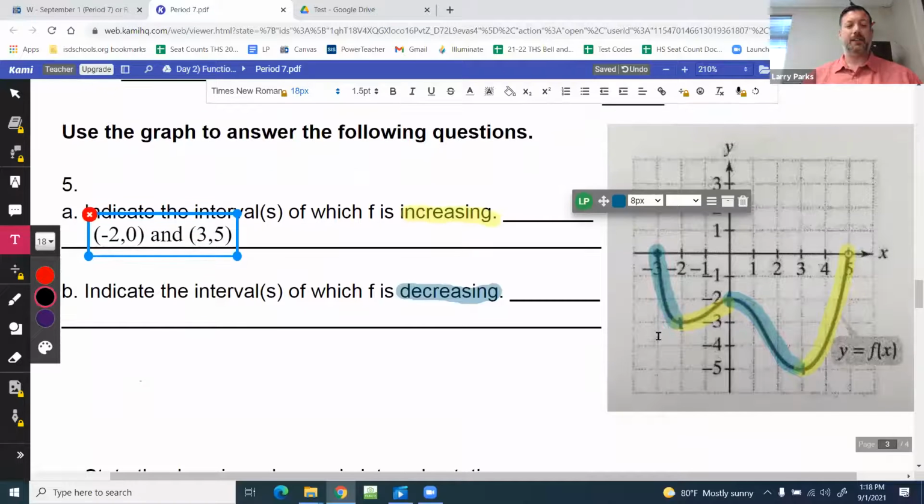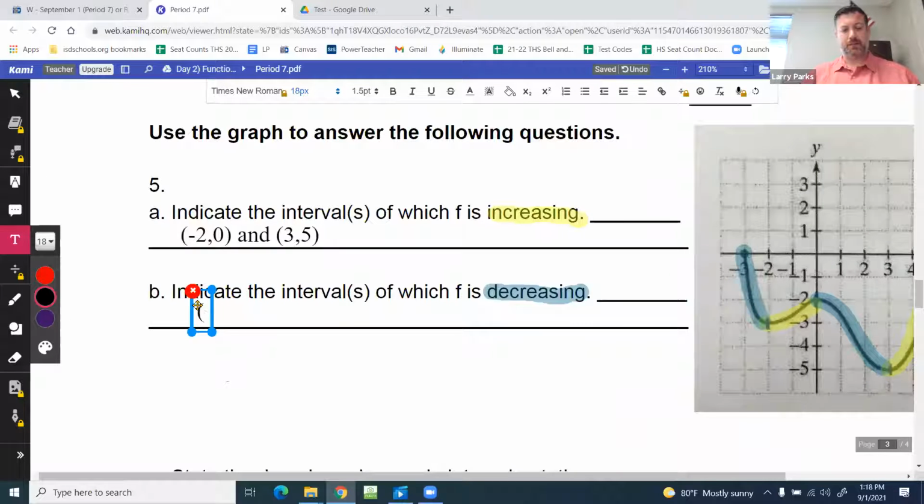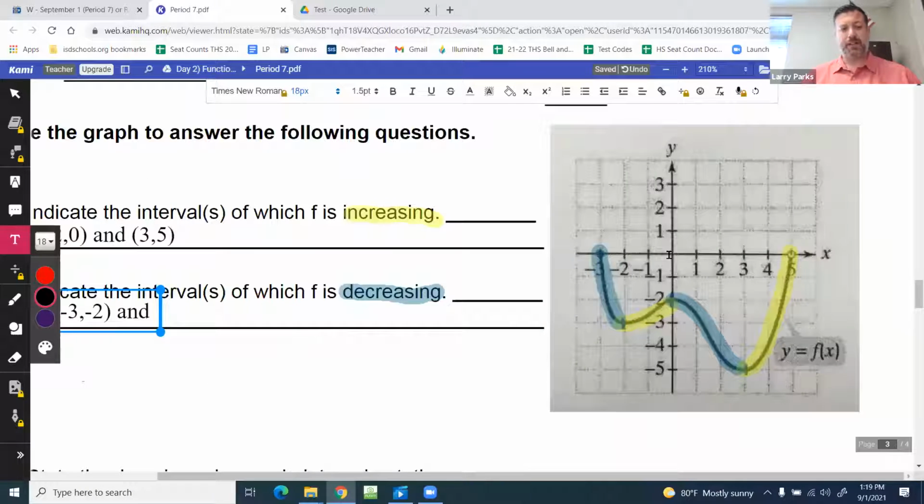And then when is it decreasing? It would be from -3 to -2. And from 0 to 3. Okay. And we don't use brackets because technically right here, it's not increasing or decreasing. Once you get to 3, it's kind of at 0. So you can kind of argue it's constant, but not really. So at 3 is when it goes from down to back up. So we're not going to include 3.